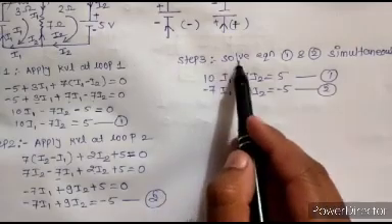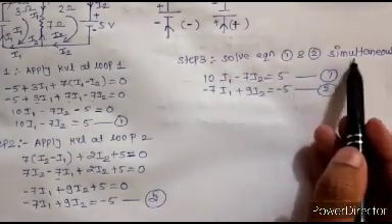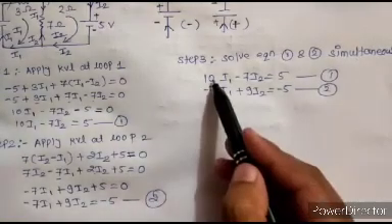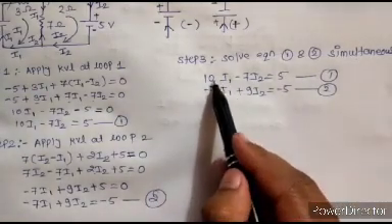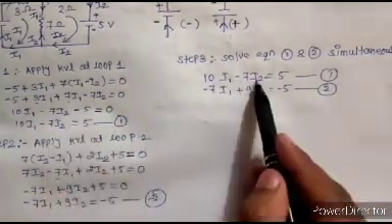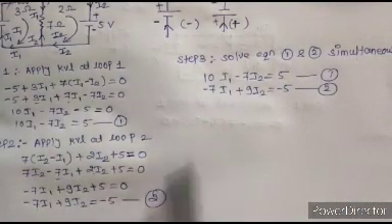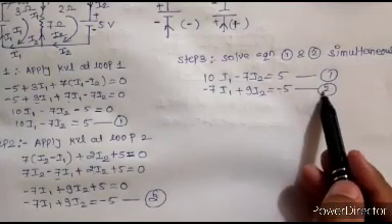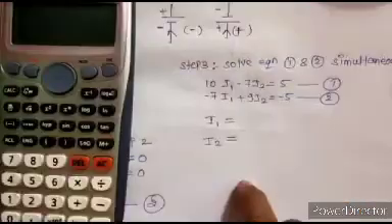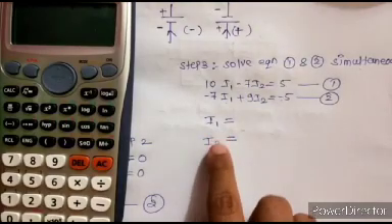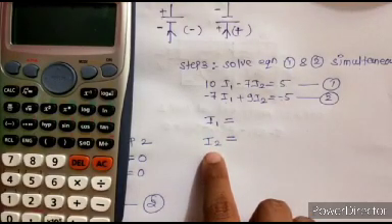Step number 3, solve equations 1 and 2 simultaneously. First write these two equations one by one: 10I1 minus 7I2 is equal to 5, and -7I1 plus 9I2 is equal to -5. Now put these values in the calculator and get the values of I1 and I2.